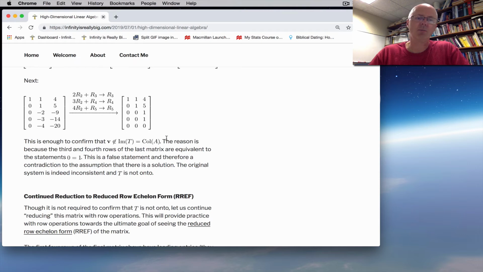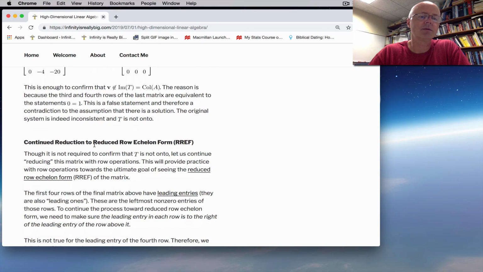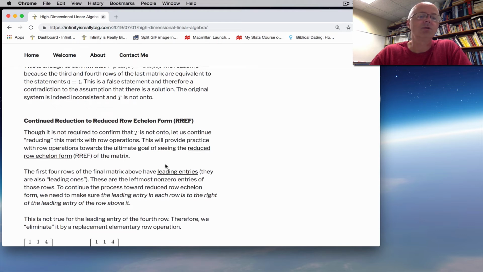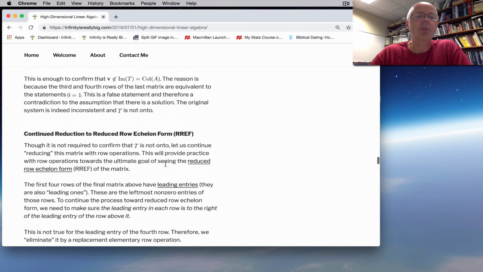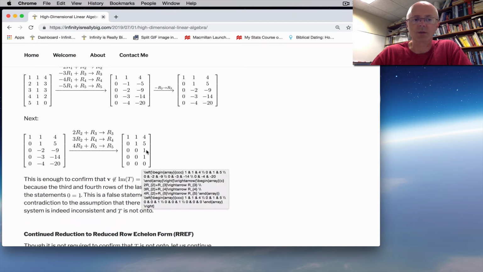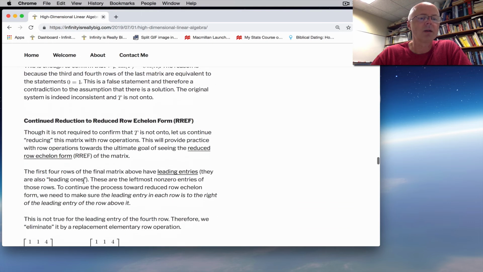I do want to continue with more row operations here for instructional purposes, because we want to understand how to go to something called reduced row echelon form, or RREF for short. And by the way, for example, TI graphing calculators have an RREF function that will do this kind of calculation for you. Not only do we want zeros below the leading ones, but we also want zeros above the leading ones. So for example, I would like to make this one here a 0 that's below the leading one in the third row.